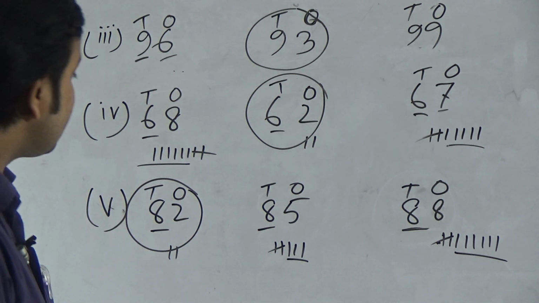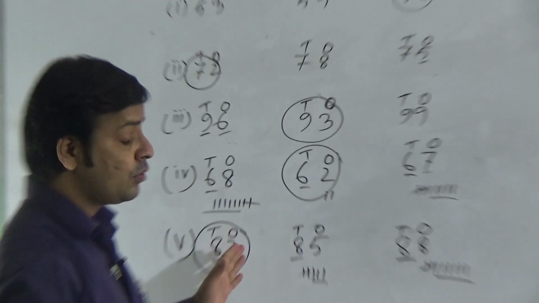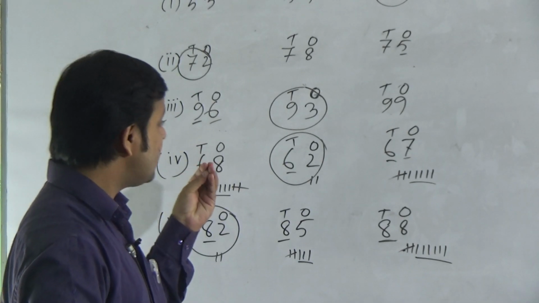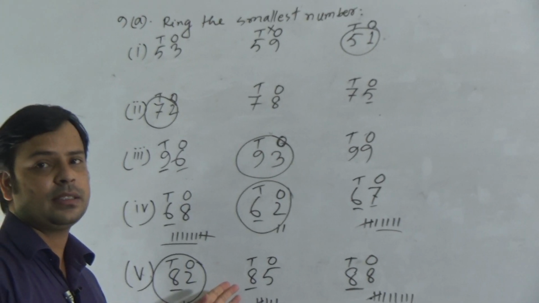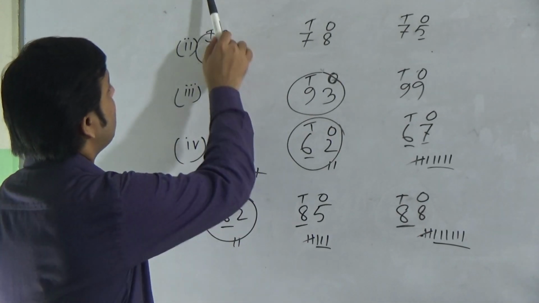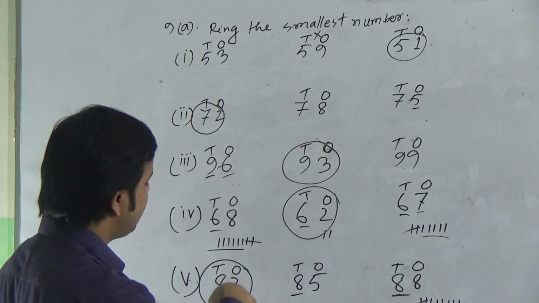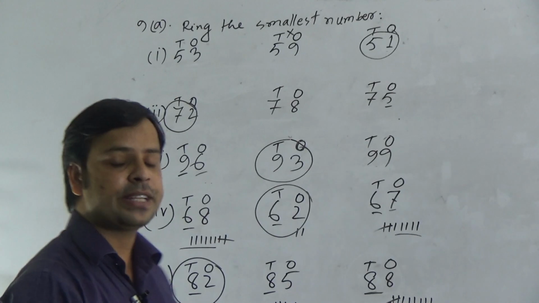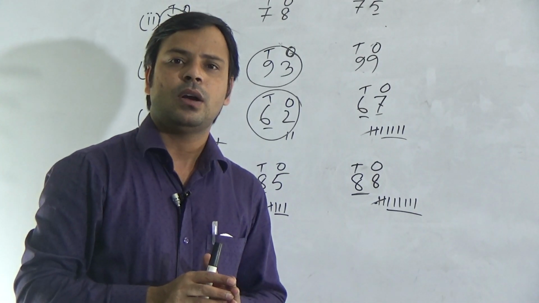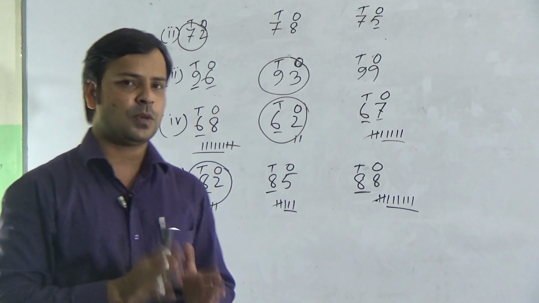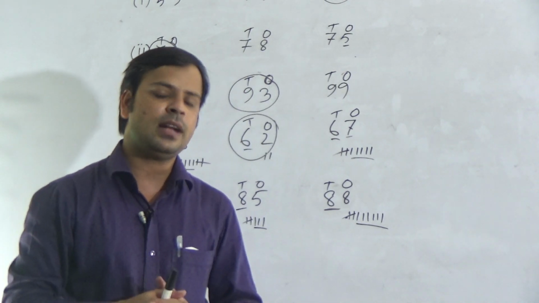Dear students, I'll say that to compare some numbers, at first you have to indicate the position of the digits of the number. If the tens place is always the same, then you have to compare the ones place. In every case, see the question, in every case the tens place is the same. If the tens place is the same, then you have to compare only the ones place. Comparing the ones place, whichever number contains the smallest digit will be the smallest number. Dear students, you have to remember this.